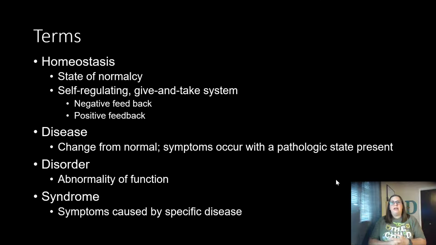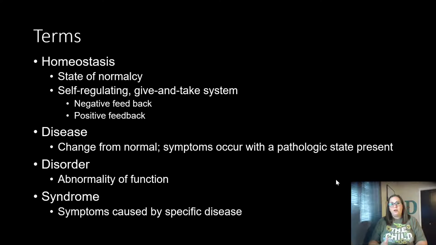Another term we need to look at when we're looking at pathophysiology is disease. Disease is when there's a change from that normal. So homeostasis may have gotten out of whack in some way. This is where symptoms occur with a pathologic state present. So when we look at this, it means there's a reason behind it. Something is not working like it is supposed to. And how the body tries to put it back may be indications of some of those symptoms or signs so that we can figure out what is wrong with the individual.